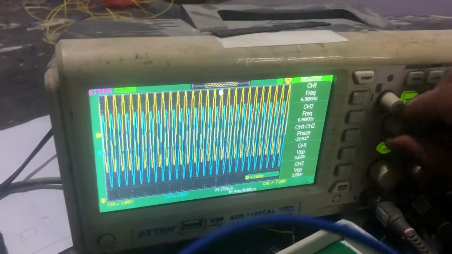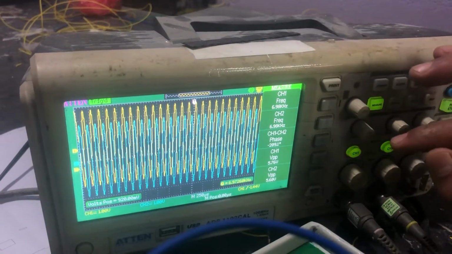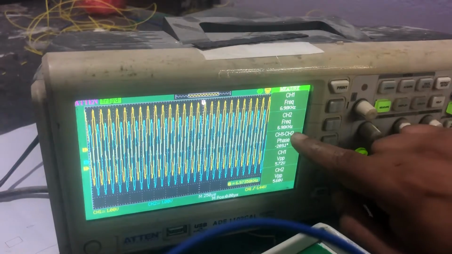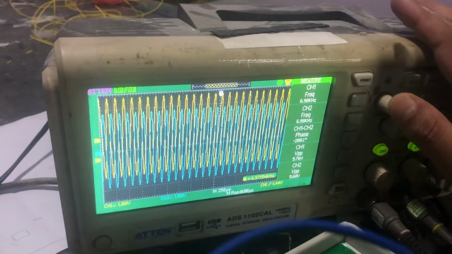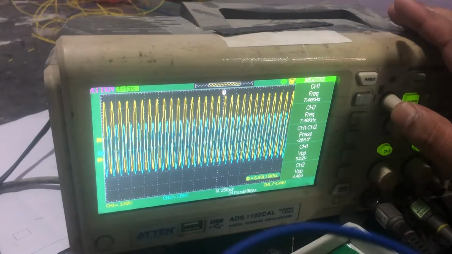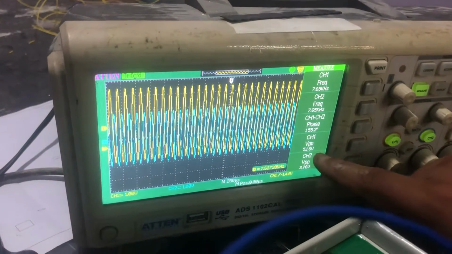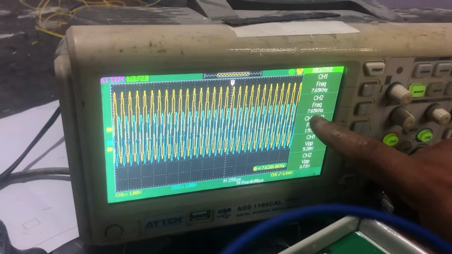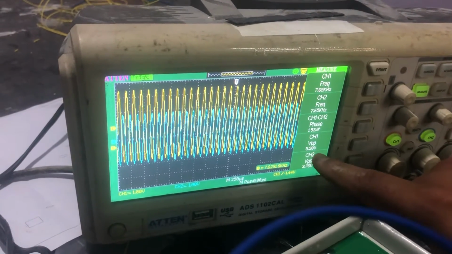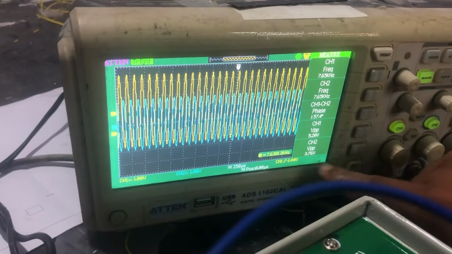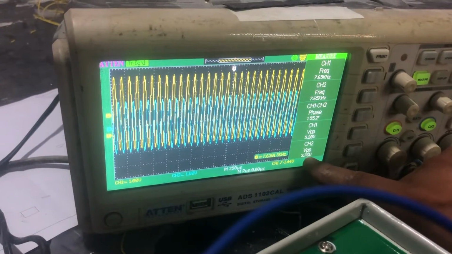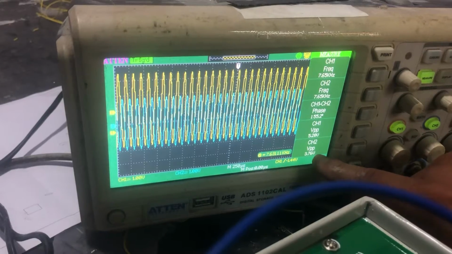That is why our cutoff frequency is near 7 kilohertz. Here the frequency is also 7 kilohertz. Now I am raising the frequency. At 7.65 kilohertz, channel 1 peak to peak voltage is 5.16, but channel 2 peak to peak voltage is 3.76.